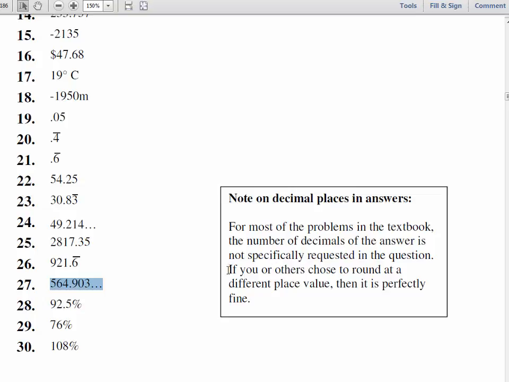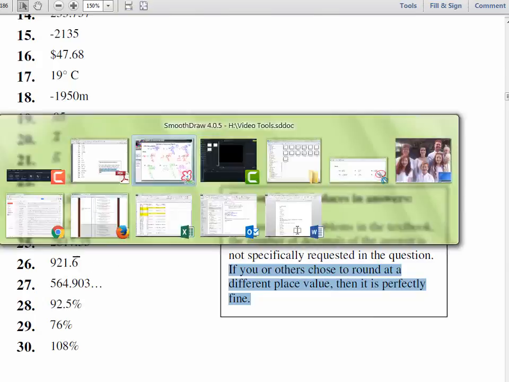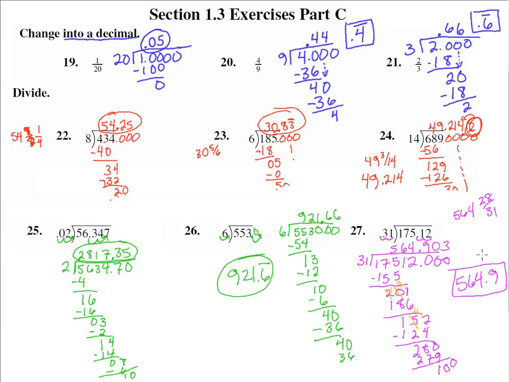But again, if we choose to round it a different place value, it's all right. That's okay. And if it doesn't say where the decimal place should be rounded to, then you're welcome to stop places. So this is perfectly legitimate. We're more interested that you're understanding the process of long division.